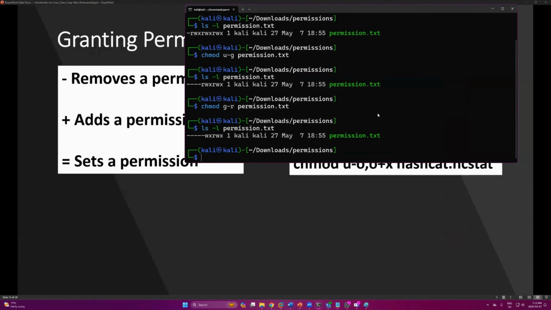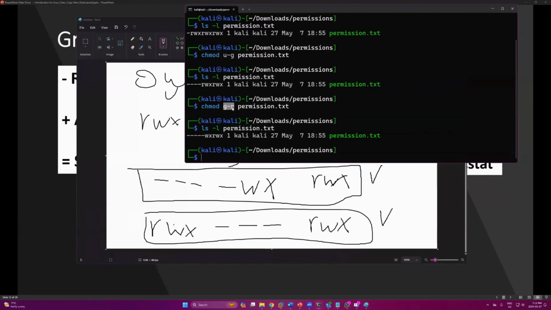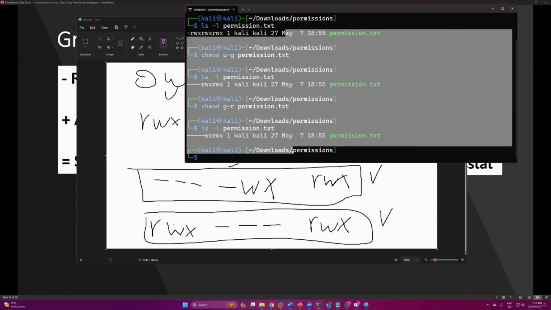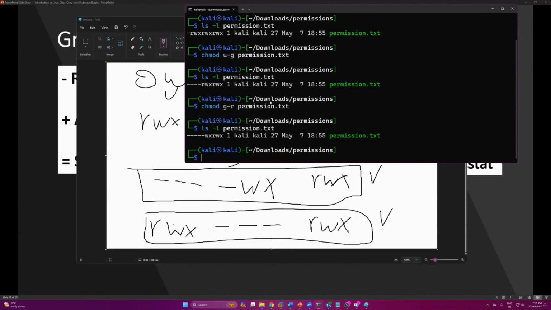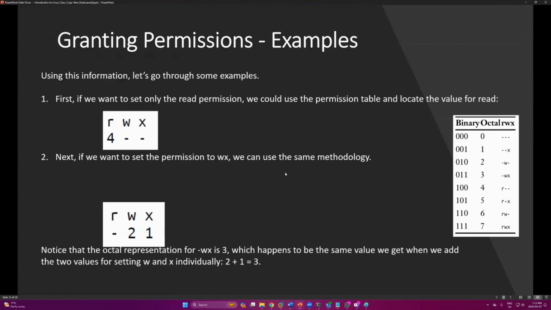Hold on, before we go to the next one, just so that I understand. From group minus R, you're going to take away the R from that group, and then of course the owner is dash dash dash. Yeah, the owner's dash dash dash is from the previous one, U minus G. So this is a continuous thing. That's where I messed up. It's not like the numbers. Remember when we were doing numbers? That was setting it as an absolute value.